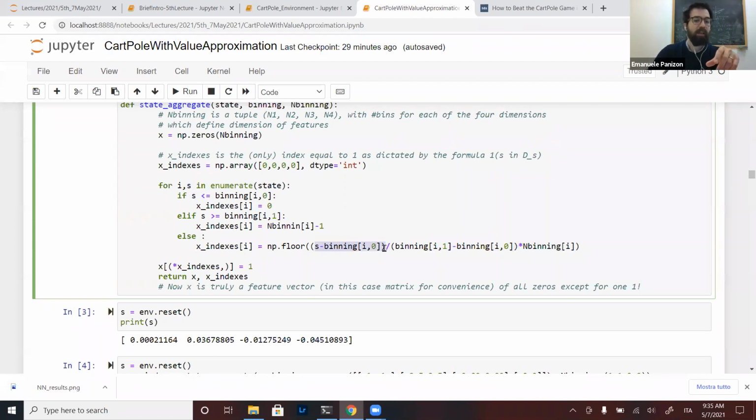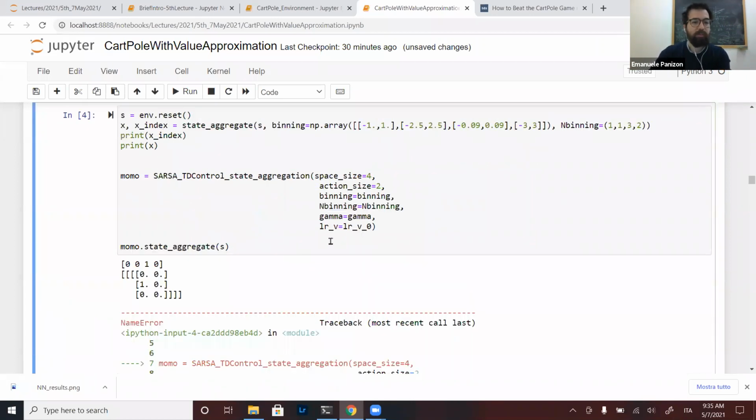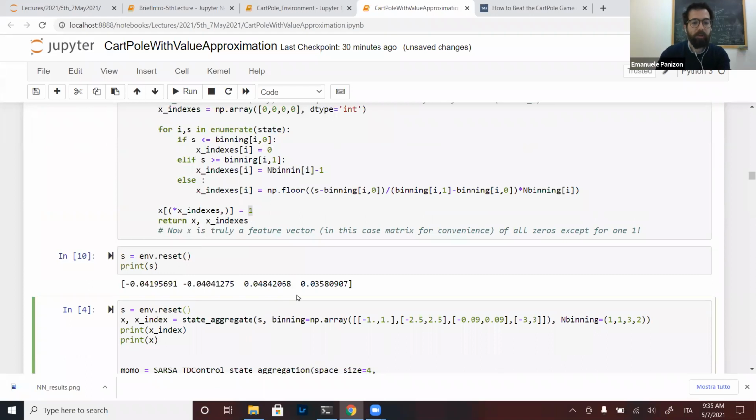I take the state, I shift it by the lower bound, I divide it by the total dimension of the bounds, and I take which index it is. At the end, I have a vector space which was everywhere 0, but now at a single place I have a 1. Okay, this is a very complex thing to get a single one from the beginning. Does it work?